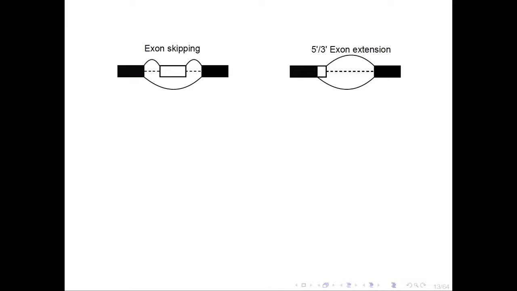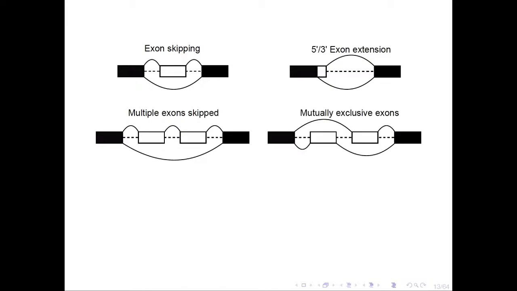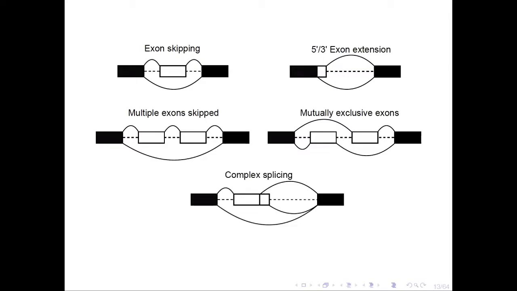The exonic percent spliced in also can't really model the situation when multiple exons are skipped, when there are mutually exclusive exons, or complex splicing events where there's a combination, for example here, a combination of exon skipping and a 3' extension.